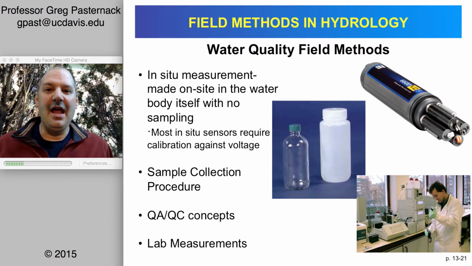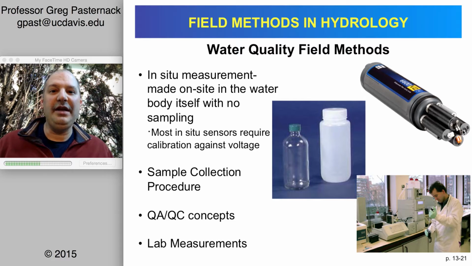methods. Now, of course, a big part of water quality is the chemical analyses that take place in the lab. But there's a lot of things that we can do in the field in terms of what we'd call in situ or direct measurement of chemical attributes of water, in the water as it exists in the natural system. We can also get samples and bring them back.